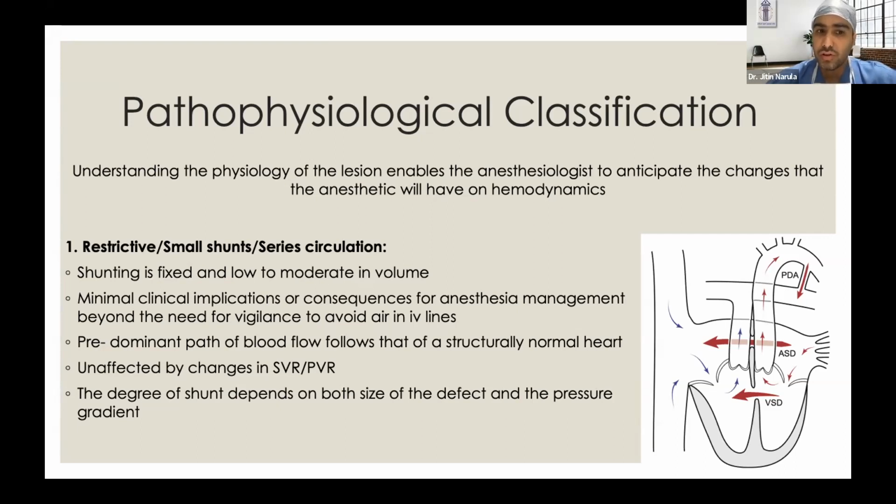The shunting is usually fixed and low to moderate in volume. There are minimal clinical implications in this situation, and the predominant blood flow is that of a structurally normal heart. These shunts are usually small in size, and they are unaffected by changes in the systemic vascular resistance or the pulmonary vascular resistance. The degree of shunting here depends both on the size of the defect and the pressure gradients across it.